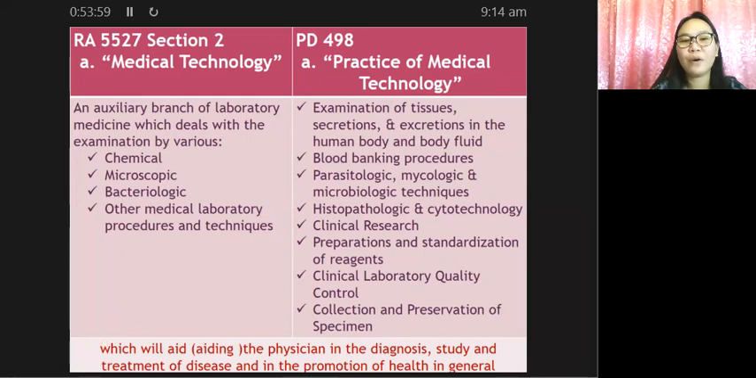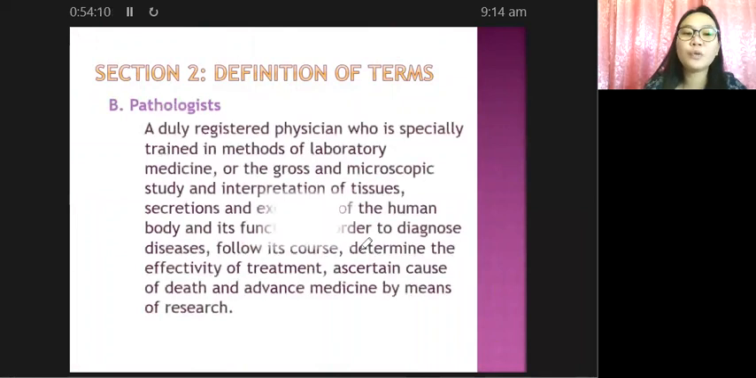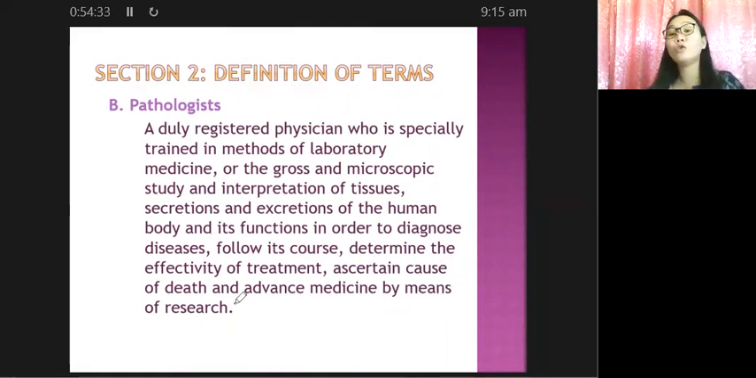Okay? Yes, of course. So now let us go to the other terms which were defined. Section 2. All right, next we have pathologists. Okay, a duly registered physician who is specially trained in methods of laboratory medicine, or the gross and microscopic study and interpretation of tissues, secretions, and excretions of the human body and its functions in order to diagnose diseases, follow its course, determine the effectivity of treatment, ascertain cause of death, to know the cause of death, and advance medicine by means of research.